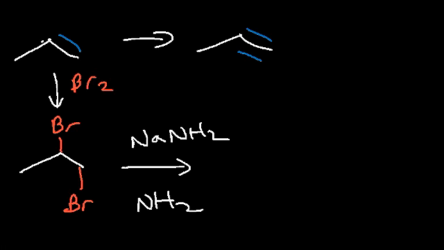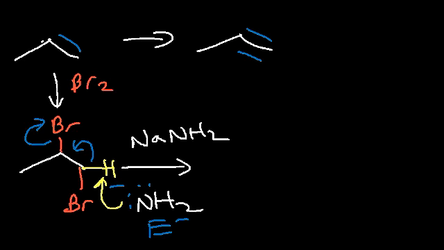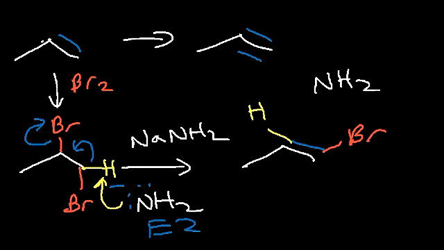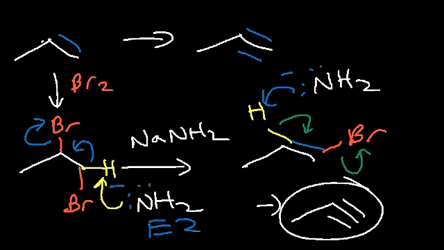So the NH2 minus ion is a very powerful base, and the first thing it's going to do is grab one of the hydrogens, and then a double bond is going to be formed, and one of the Br is going to leave. So this is going to be an E2 reaction. So right now we have a double bond with 1 bromine atom still on it. So now another NH2 minus ion is going to remove this hydrogen. It's going to form a triple bond and expel this Br. So that's how we're going to get the alkyne. That's how you can make it.